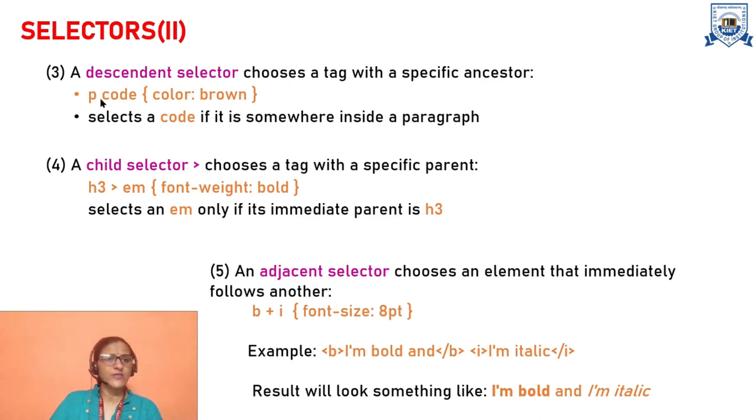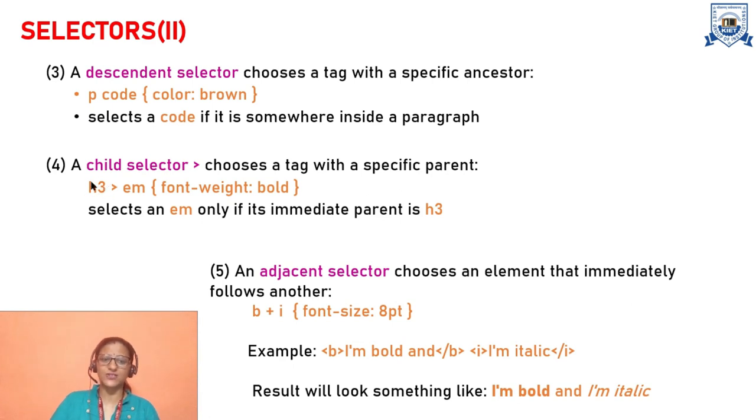So for the code, P is the ancestor. Now the child selector chooses a tag with a specific parent. The greater than symbol is used for that. So here H3, this operator, and then EM. For that, font weight is bold. It means it selects an EM only if its immediate parent is H3, else it will not work. For EM, it will only work when it is the child of this particular parent, H3.